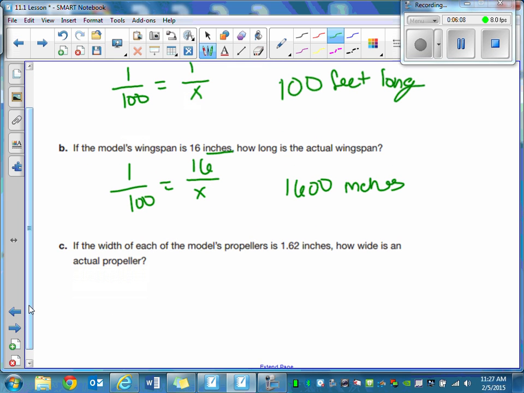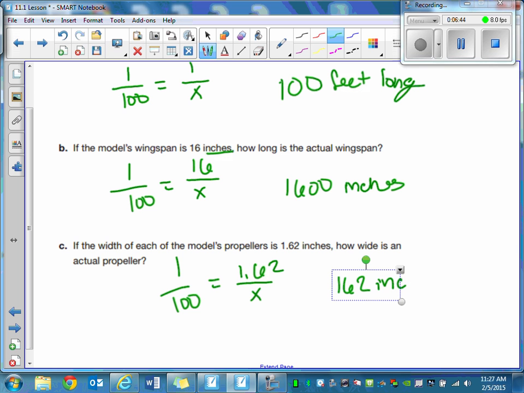Then if the width of each of the model's propellers is 1.62 inches, how wide is an actual propeller? Same thing. You're going to use the scale factor because we're still talking about the same model plane here. The width of each of the model's propellers, so this 1.62 inches goes with the model. Okay, this one unit represents the model, so we put the model units across from the model units. How wide is an actual propeller? That's what we're trying to figure out. Again, you cross multiply here, and you would get that X equals 162 inches.